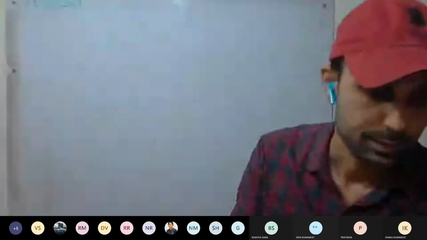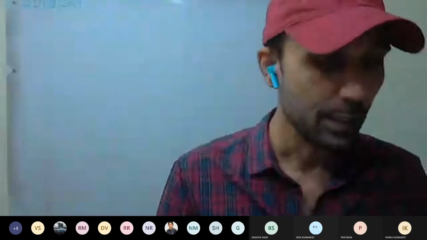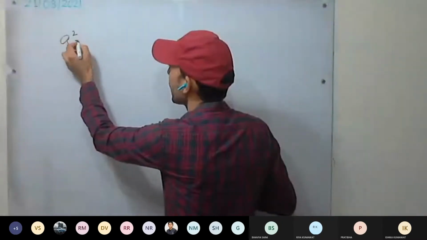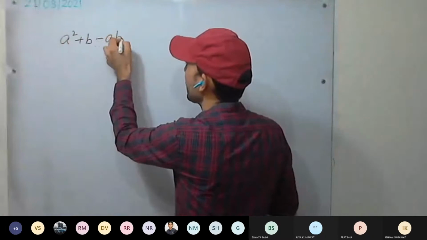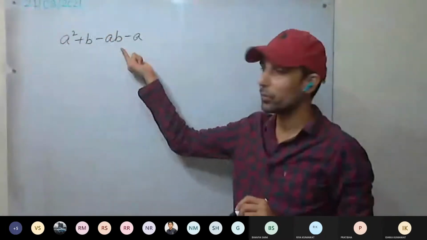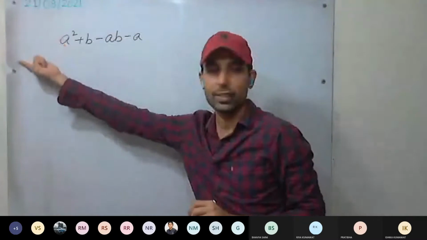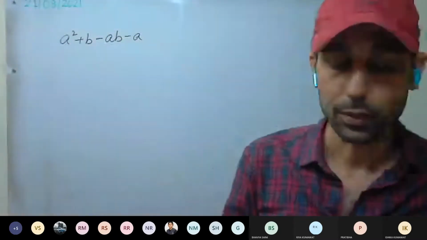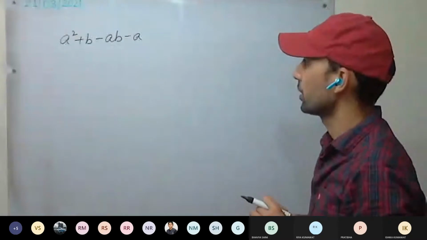Okay. So a square plus b minus ab minus a. We are having 4 terms, an even number of terms. Nothing is common in all 4, so we can't take anything out. Now try grouping. 2 terms we will group. So which terms should we group?